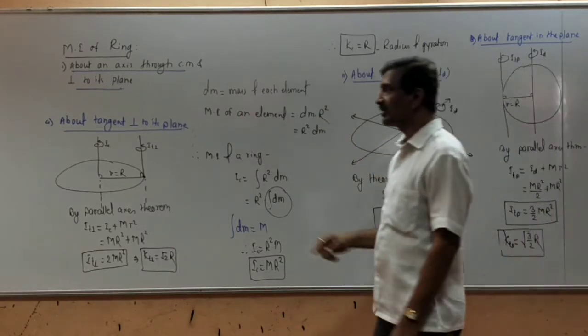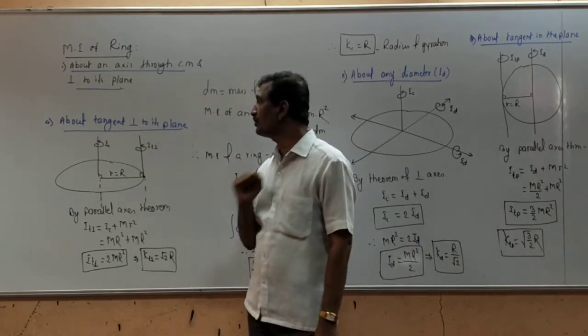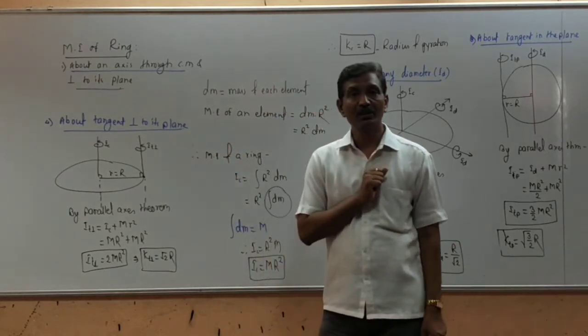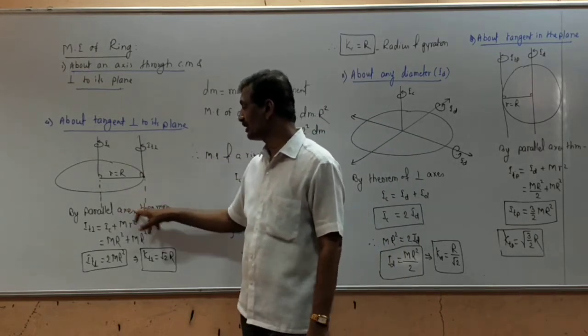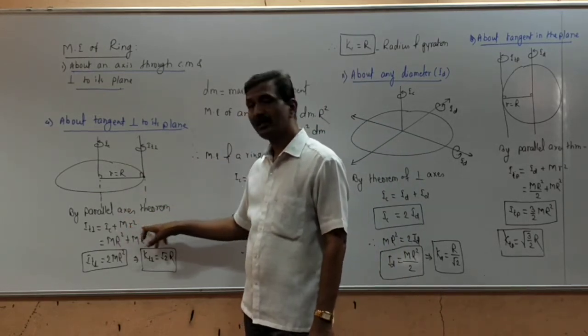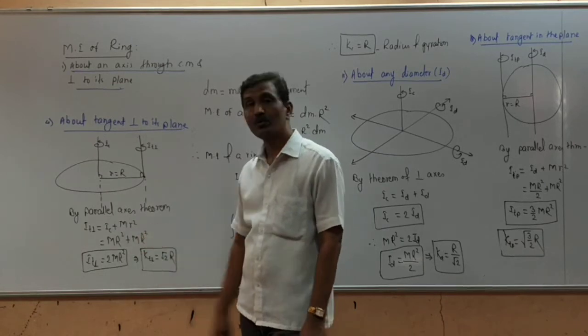And the last case is the moment of inertia about the tangent perpendicular to the plane. So here we get the moment of inertia by the parallel axis theorem: IC plus MR square, we get 2MR square.